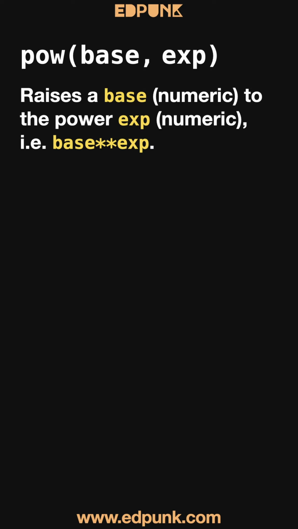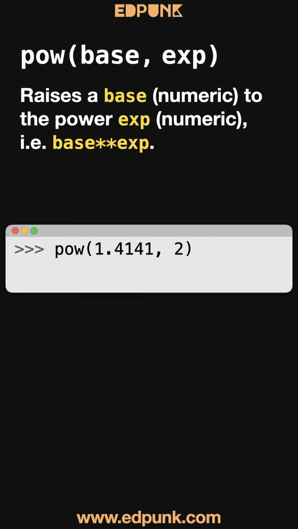Moving on to the next function, the pow function raises a base to the power of exponent. For example, pow of 1.4141, 2 returns 1.99967 as 1.4141 is an approximate square root of 2. So, the result returned is approximately equal to 2.